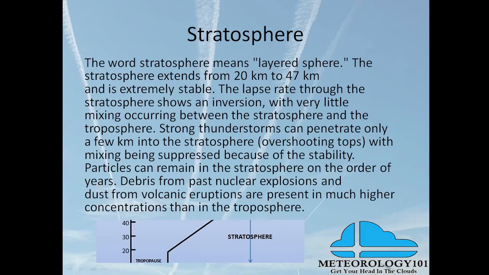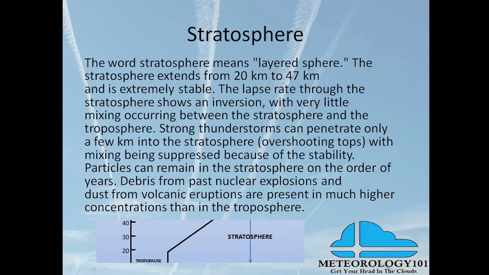So with mixing being suppressed because of the stability, it's a very, very stable layer. Increase in temperature with height. Warm over cold is a stable layer. Cold over warm: cold air wants to sink, warm air wants to rise. So that's an unstable layer. So that's the layer of the atmosphere we live in.